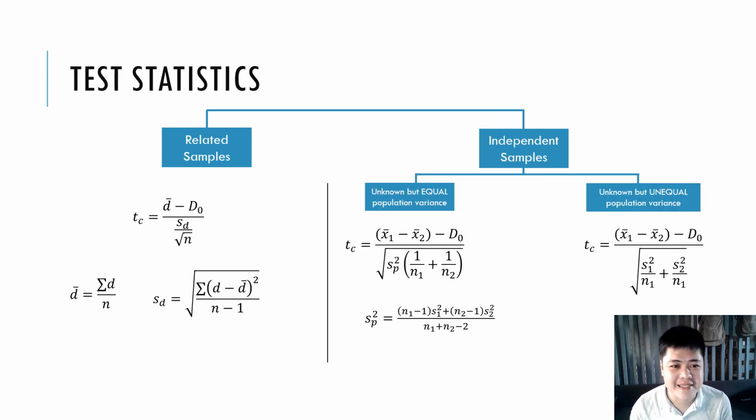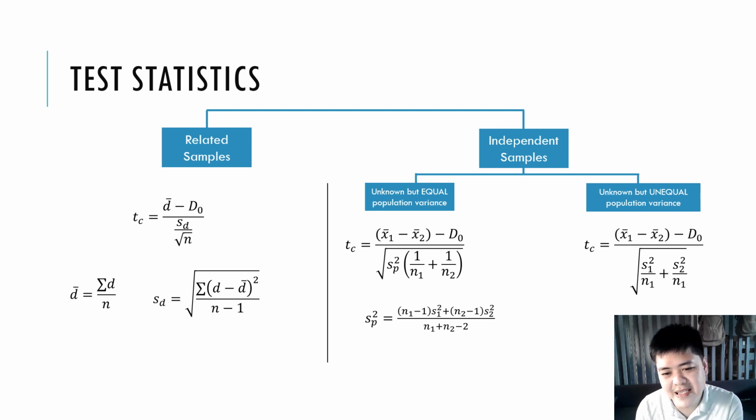And here are the test statistics. You will notice for related samples, we just have one formula for the computed value of t. But for independent samples, we still have to categorize whether we're going to assume equal population variance or unequal population variance. Now, how do we determine? Actually, there are tests to know whether we're going to assume equal variance or unequal variance. In SPSS, we have this Levene's test, or you can use an F test. But don't worry about this. You will do this in research 2. But for our case, I will tell you whether you're going to use equal variance or unequal variance.